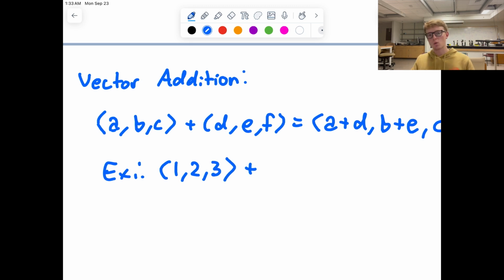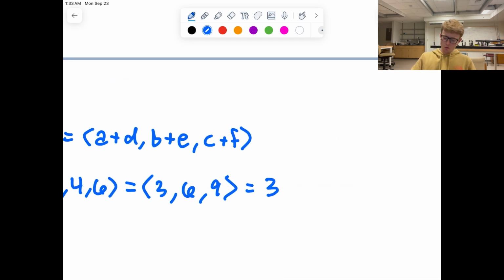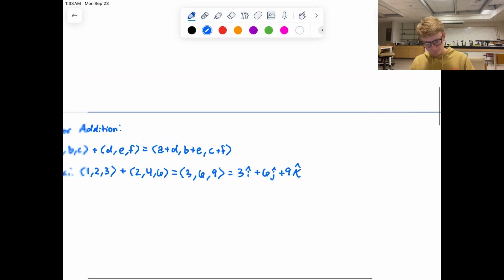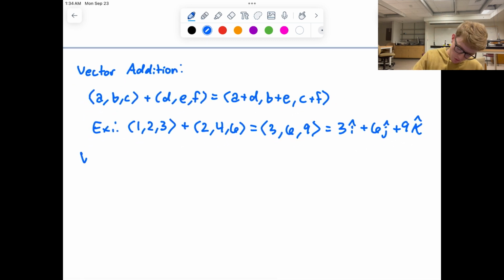We're going to do the vector 1, 2, 3, plus 2, 4, 6. So 1 plus 2 is 3, 2 plus 4 is 6, and 3 plus 6 is 9. That'll be our vector, and let's write it in our other format as well: 3i hat plus 6j hat plus 9k hat. There's our addition example. Now let's go over subtraction.